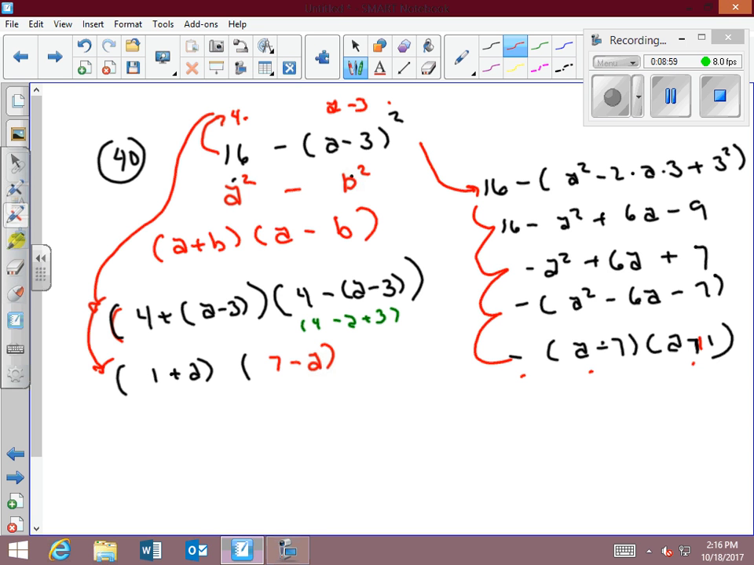So does 42 fit into the pattern, just what I did right here? Number 42. Could you think of that as a binomial difference of squares? Number 42 on your sheet.